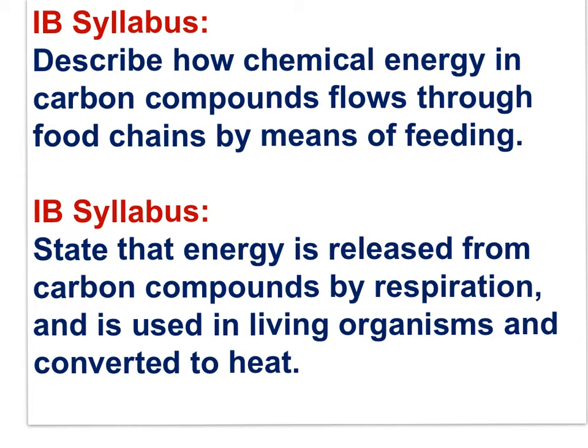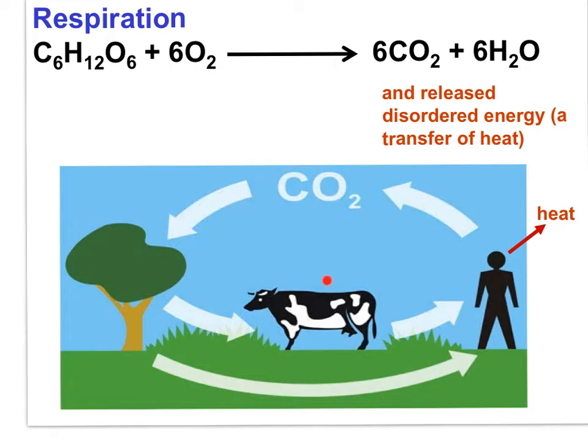So here are the next 2 IB syllabus statements. Describe how chemical energy in carbon compounds flows through food chains by means of feeding. That's pretty straightforward. State that energy is released from carbon compounds by respiration and is used in living organisms and converted to heat. Consumers get their energy and carbon from what they eat. The chemical energy in the food moves through the food chain as chemical energy to provide for the energy needs of all organisms, all the way to the top of food chains.